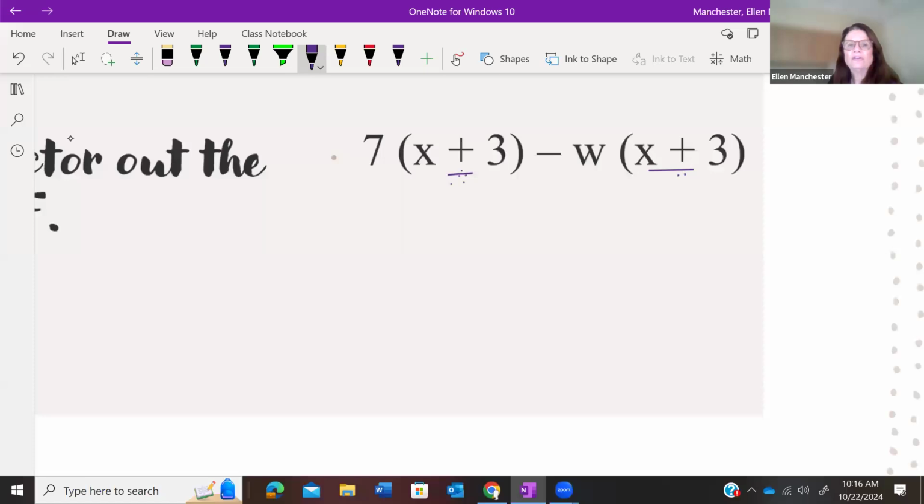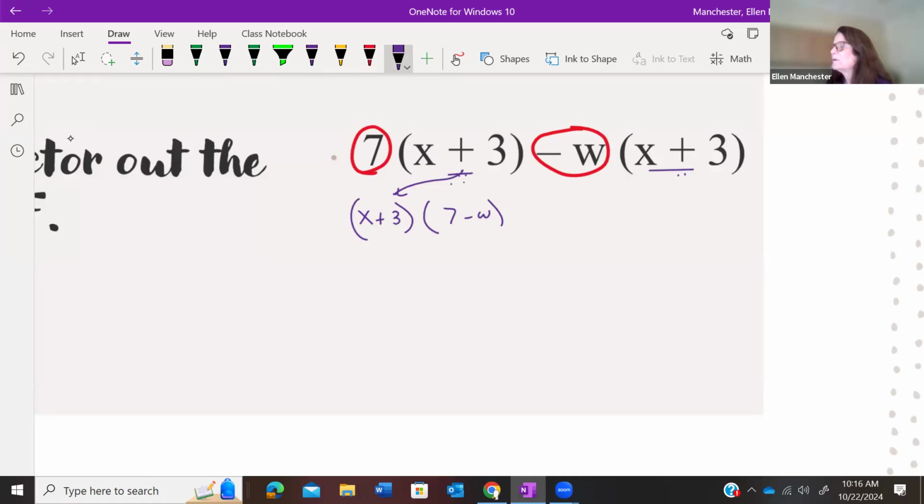So then what I can do is, okay, if I factor out x plus 3, I take this one and put it here, and I take this one and put it here. What I have left is 7 minus w. So that is what's going to go in the other set of parentheses. So factoring by grouping, you will have 2 sets of parentheses, two binomials, always. Every single time you'll have 2 binomials.